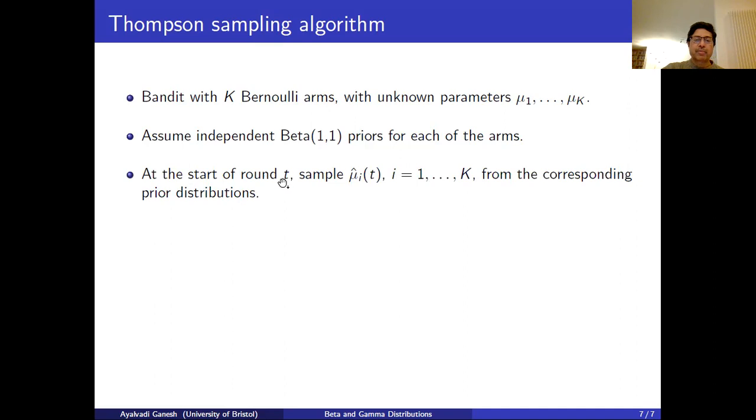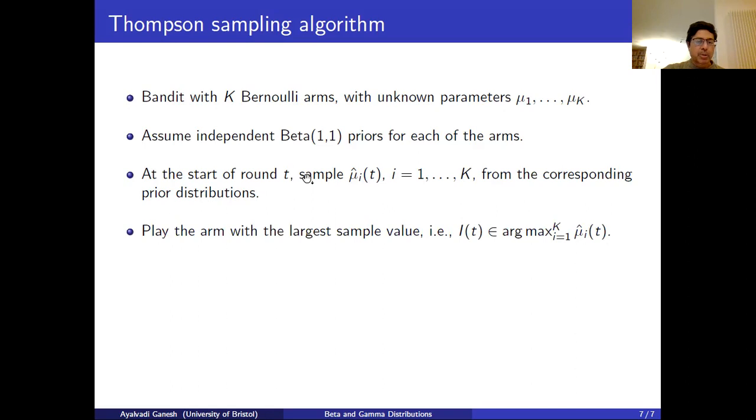Okay, and at the start of any round T, let's say we have already calculated the posterior distributions up to that time, or the corresponding prior distribution at the start of round T. So we sample mu hat 1 through mu hat k from the prior at the start of this round. Meaning we simulate random samples from these distributions independently. And you'll get some numbers between 0 and 1.